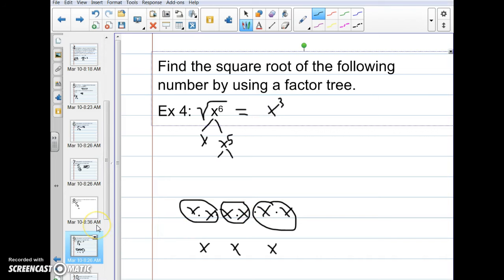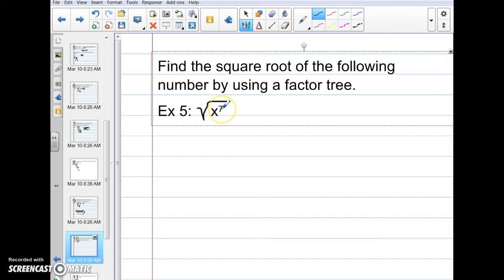Now, we're going to do the same thing with this one. I kind of already did this one before because I had x to the power of 6. So I already know that I'm going to have 7 of these.